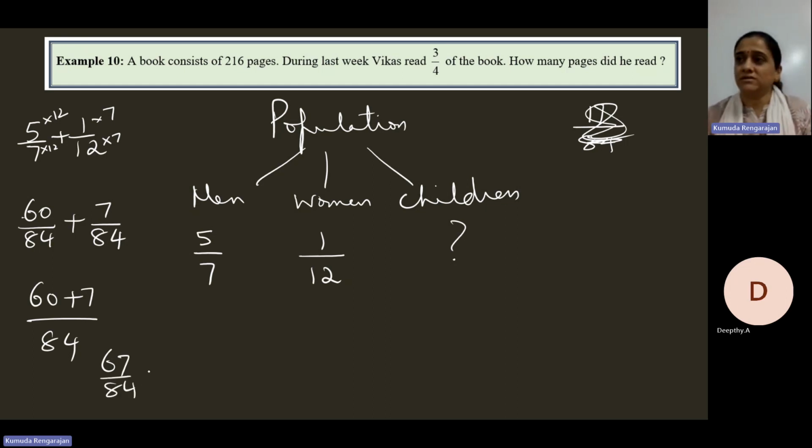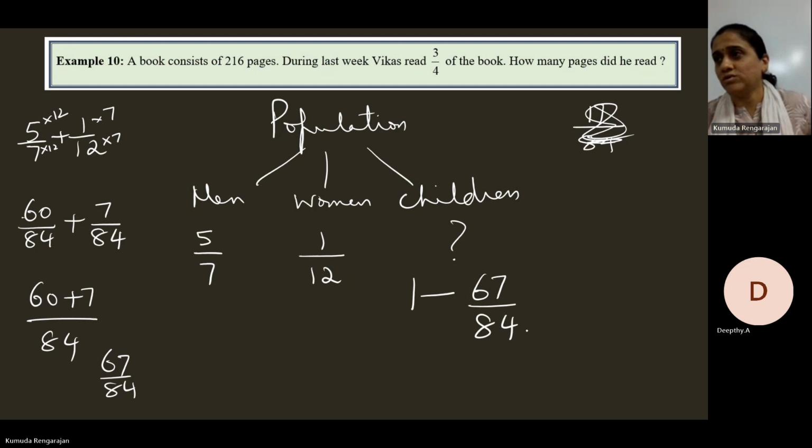So this fraction comprises men and women together, 67 by 84. So children will be 1 minus 67 by 84. When it is a fraction, the total is 1.